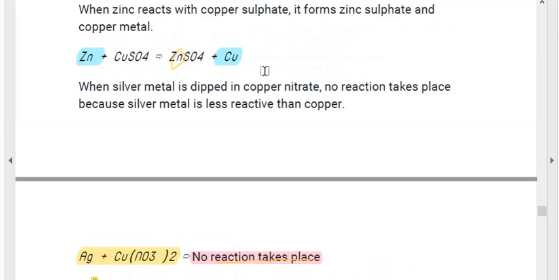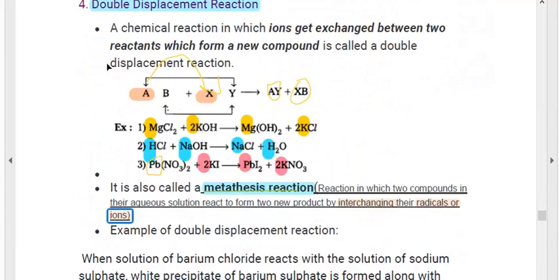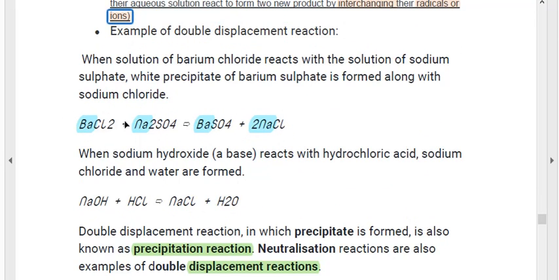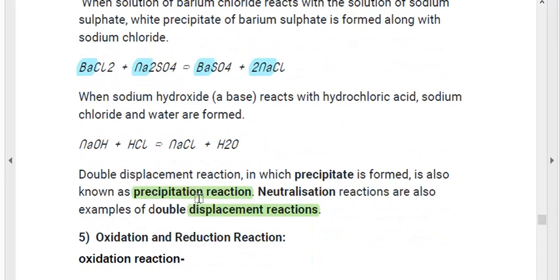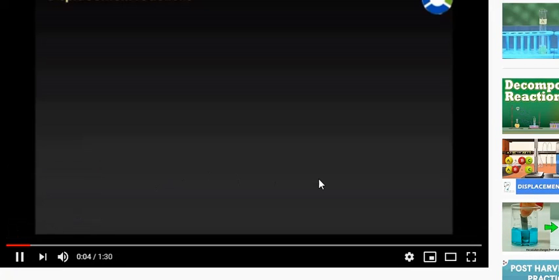So this is double displacement. Barium and sodium displace each other and form sodium chloride. This is also called precipitate reaction, neutralization reaction. Neutralization reaction means what? Acid reacts with base. In lower classes you have read this, and in this class also you will read it in another chapter. So watch a little bit of video about the displacement reaction; it will be more clear for you.